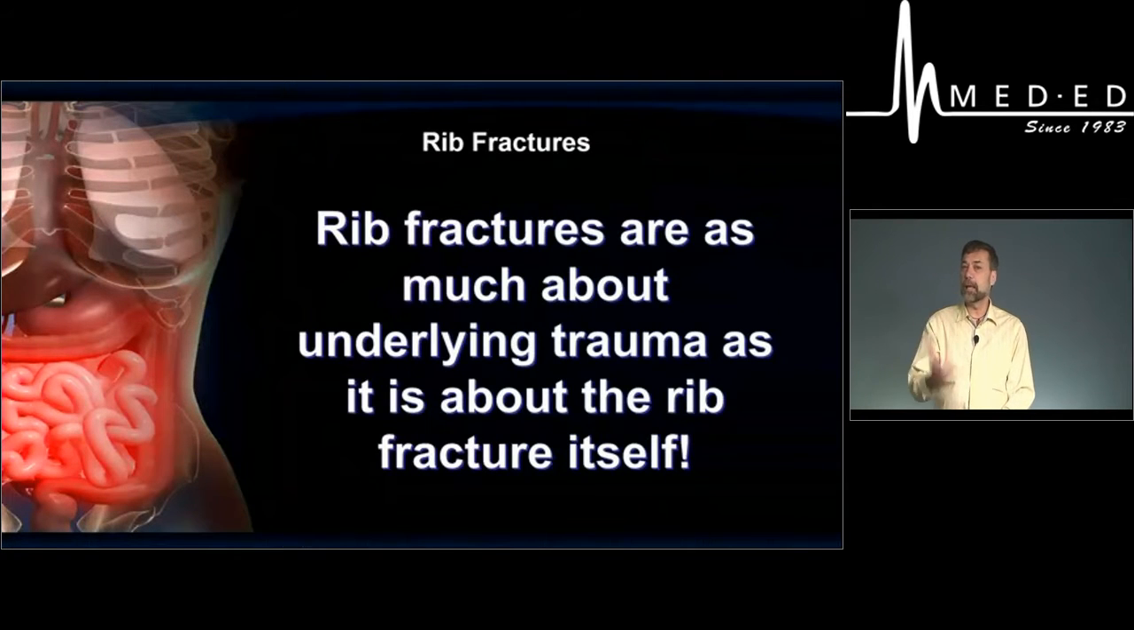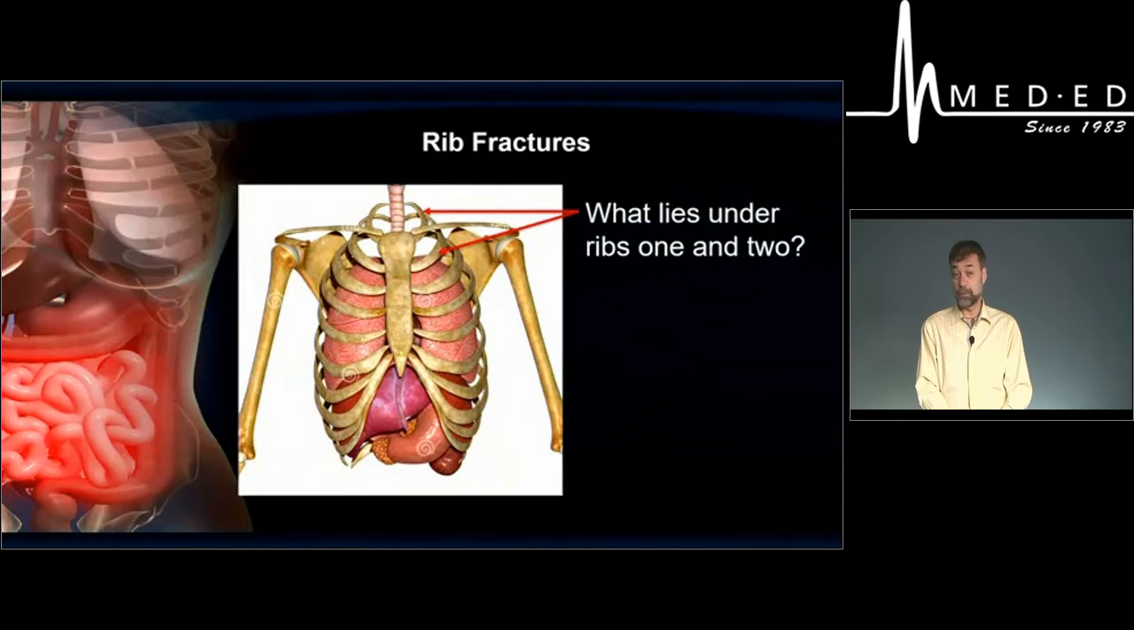So what I want to do today as we get into chest trauma is start with fractures, and we're going to look specifically at rib fractures. When you look at rib fractures on the TCRN exam, what you have to consider is that rib fractures are as much about the underlying trauma as the rib fracture itself. So as we go through rib fractures, I'm going to spend a lot of time on the anatomy of the chest because, again, when you have a rib fracture, it's more about considering what's under those ribs than the actual rib itself. So let's start at the top and go to ribs 1 and 2.